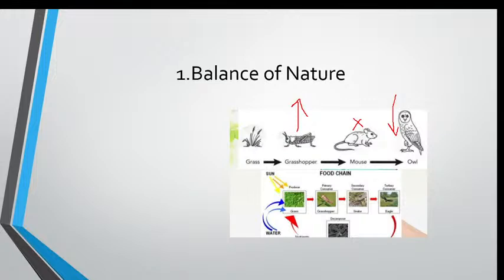The grasshopper will not have any predator, so they will increase enormously in number. What will happen to the owl? Because they are not getting enough food, their number will decrease. So if one organism is affected, several organisms will be affected. Then one example is the Mulanchaka and Nilgiri langur. We'll come to it later.